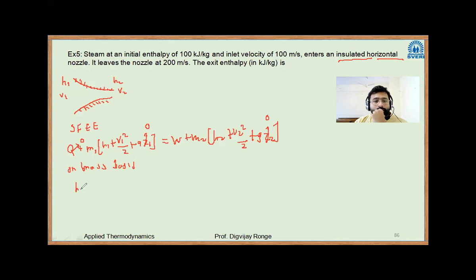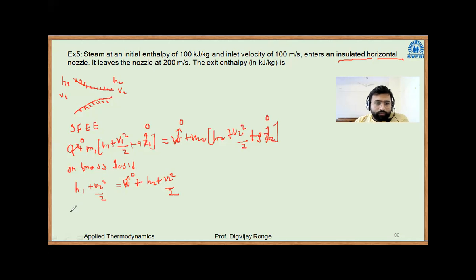So here on mass basis the equation will be H1 plus V1 square by 2 will be equal to W plus H2 plus V2 square by 2. Again, in this case, this is a nozzle. In a nozzle, no work is done, so work done is also 0. So now the equation reduces to H1 plus V1 square by 2 is equal to H2 plus V2 square by 2. So this is on mass basis.